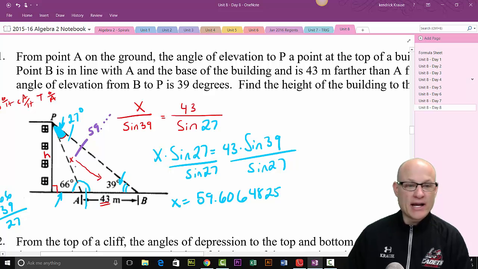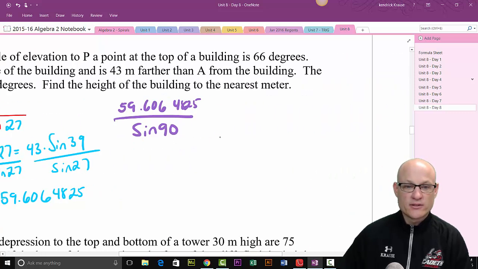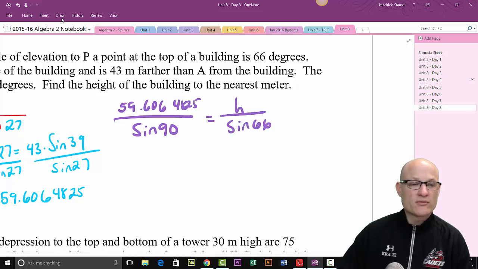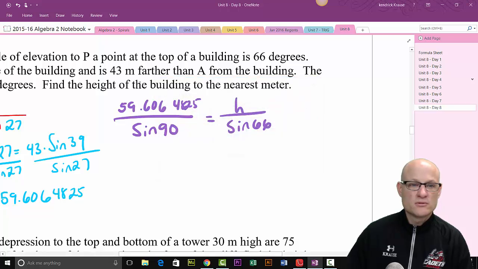So now I can go back and do the law of sines again if I want to. 59.6064825 over the sine of 90 is equal to h over the sine of 66. Why is this pen so huge? I like purple, but let's get a small purple. Yeah, now we got small purple.